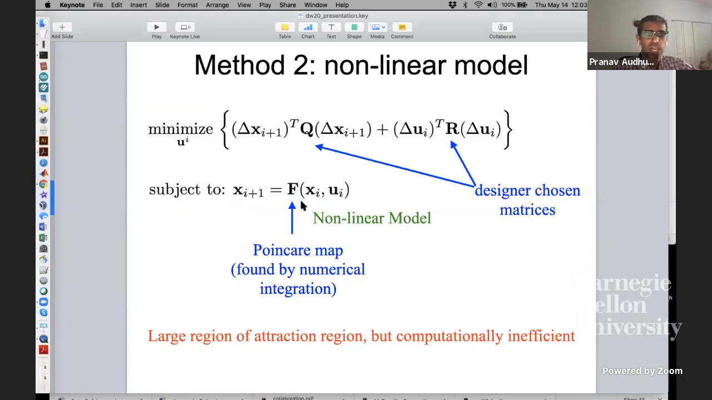However, we use the nonlinear model. And here F is obtained by numerical integration. When you solve this problem, the same problem with the nonlinear model, you end up with a large region of attraction because F now represents all possible states, and it's more complete than the linear model, and hence you get a large region of attraction at the expense of being computationally inefficient. And when I say computationally inefficient, it means that it's going to incur a time to actually do this computation if you want to do this online.